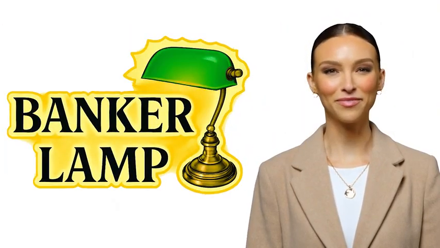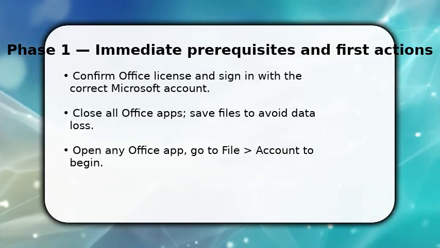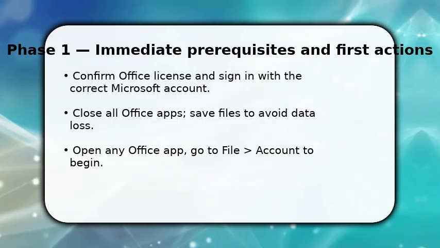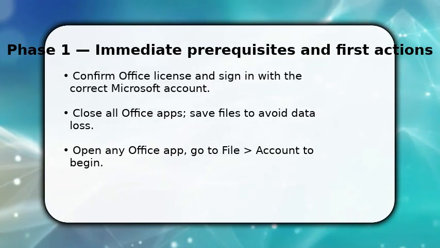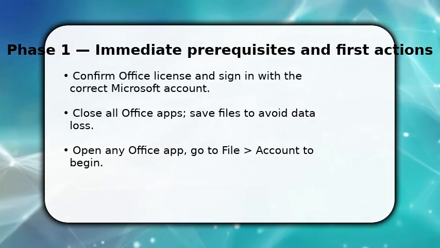Please enjoy the video. You begin by confirming your license and signing in with the Microsoft account tied to Office, because updates respect that account. Once done, close all Office apps and save work. This prevents file corruption. Now open Word or Excel, go to File, then Account.